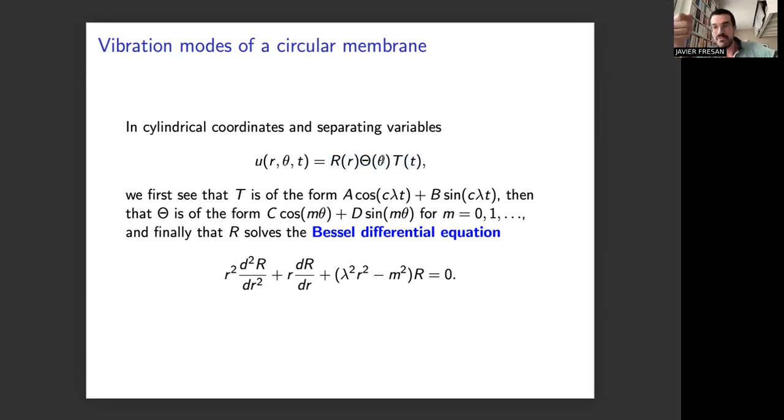So this part depends on the radius, on the angle, and on the time. And so you plug this in, and the first thing you see is that the time is a sum of cosines and sines for a certain frequency lambda. And then you see that the part depending on the angle is also something similar, a sum of cosine and sine. So here you have another parameter m. This doesn't appear if you hit the drum in the middle. So the first thing is m equals zero, but then you have other modes where it really depends on the angle.